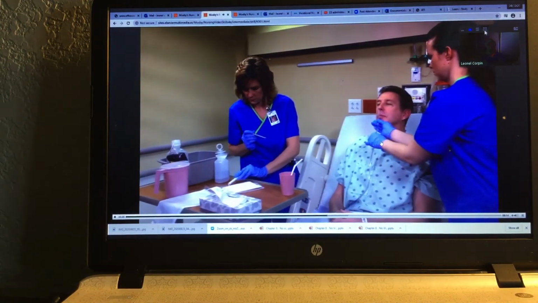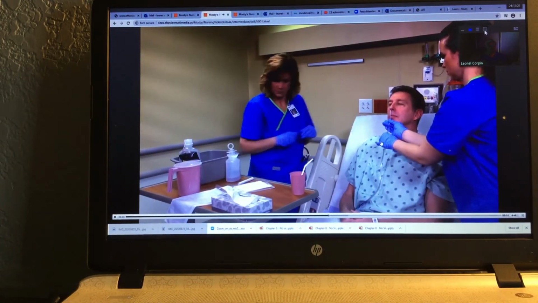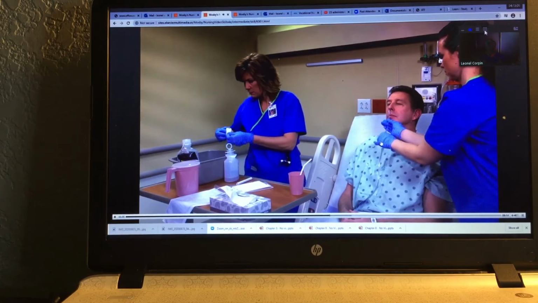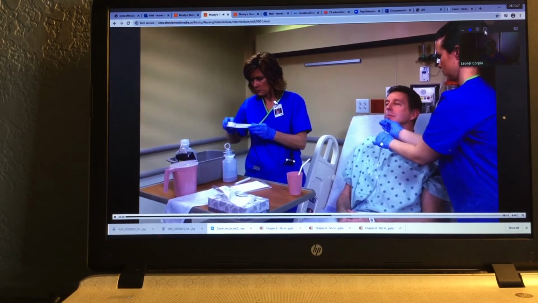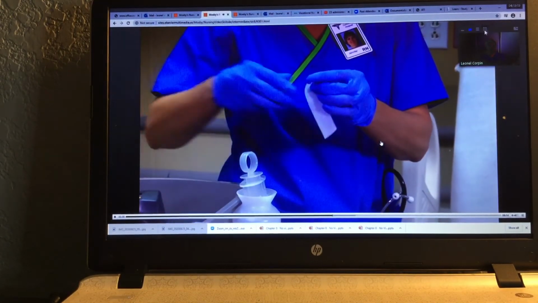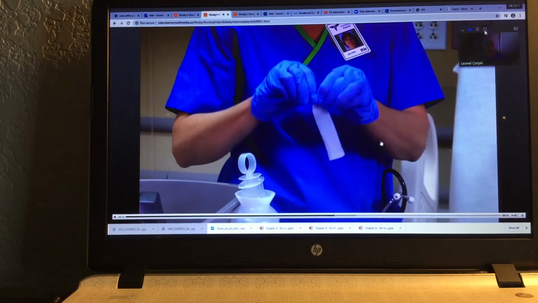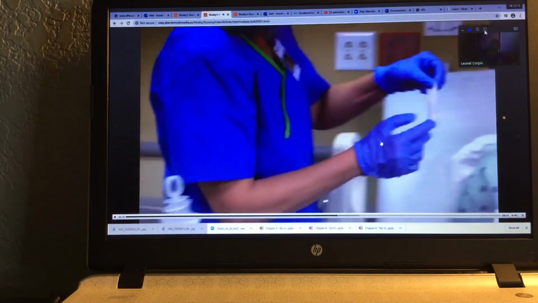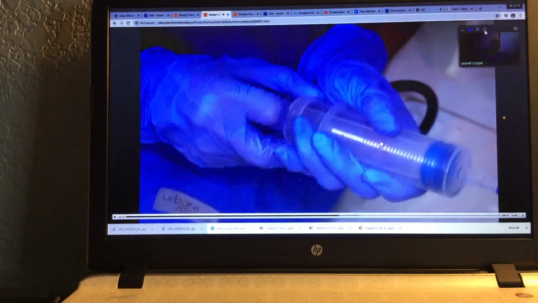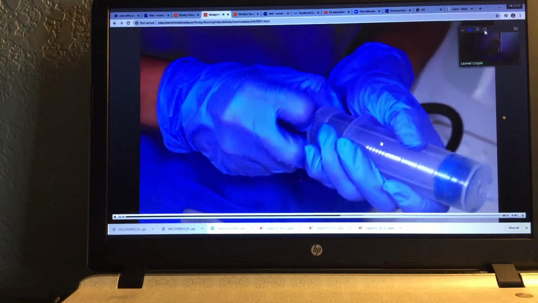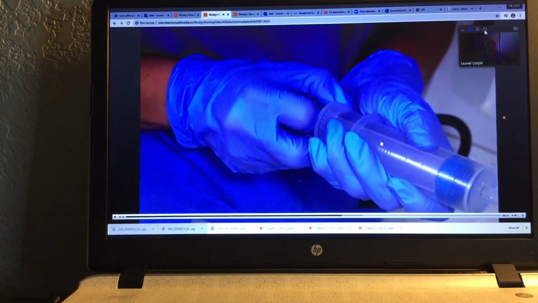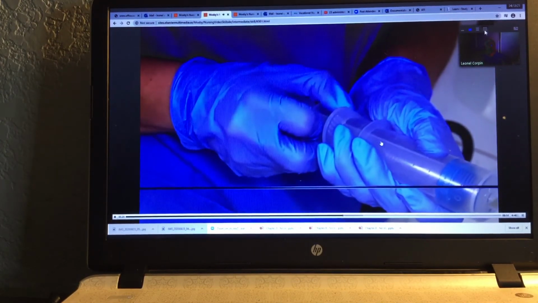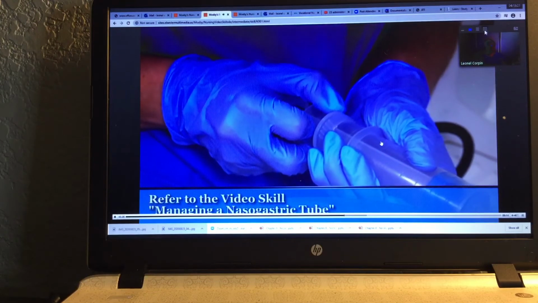If you're satisfied, temporarily anchor the tube to the patient's nose. Some systems require an anti-reflux valve to close the open tube. Verify correct placement of the tube by aspirating stomach contents and checking pH. See the video skill Managing a Nasogastric Tube.